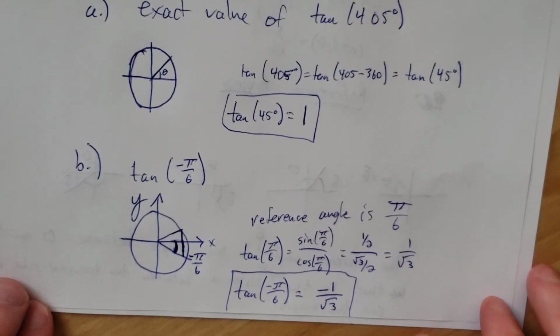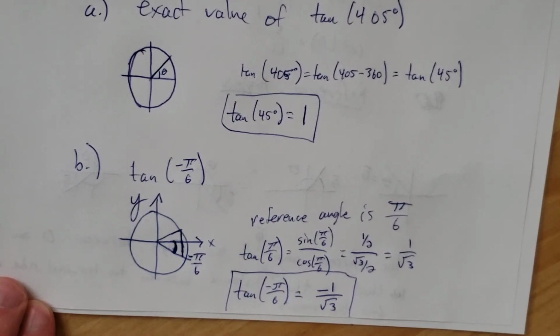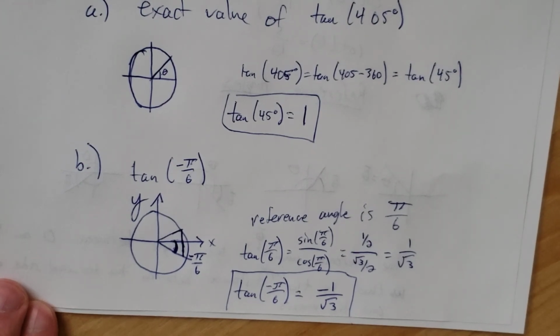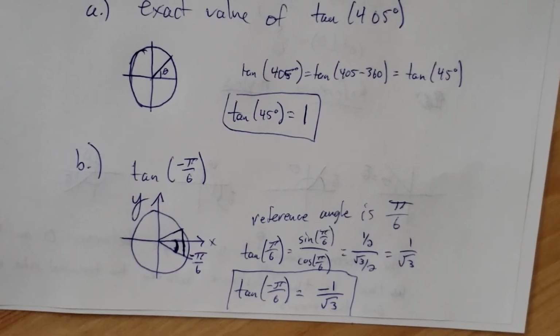And that finishes our question. We were able to find the exact value of tangent of negative pi over 6 by using reference angles and converting everything to the first quadrant. And once we do that, we can pretty easily determine what this value is. And that ends today's video.